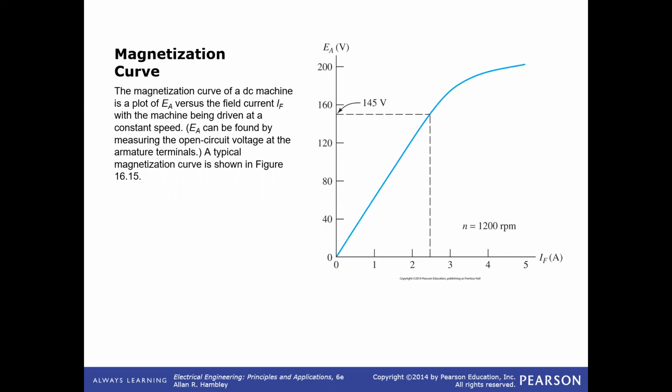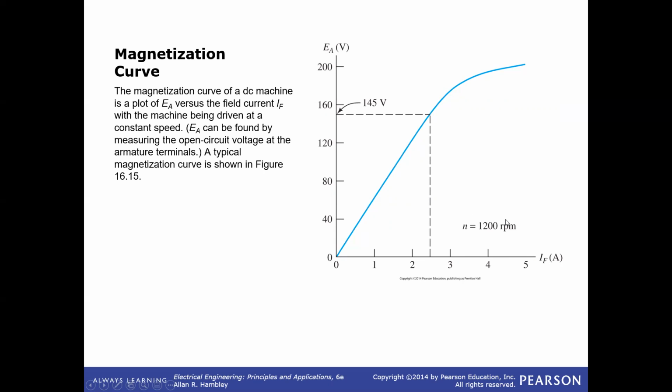So, the magnetizing curve. What is the magnetizing curve? This is related to what we have already learned in our electromagnetic topic. IF is proportional to the flux, as mentioned before, and EA is the back EMF voltage induced due to the rotation of the motor, and these are correlated.